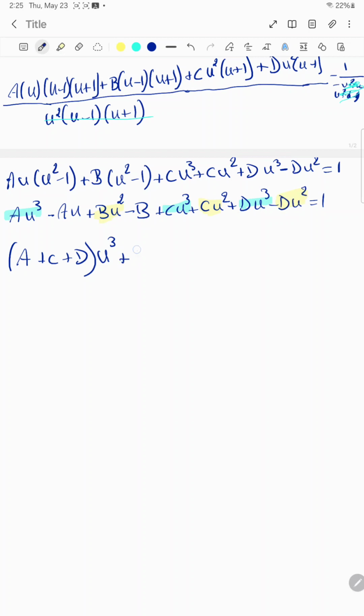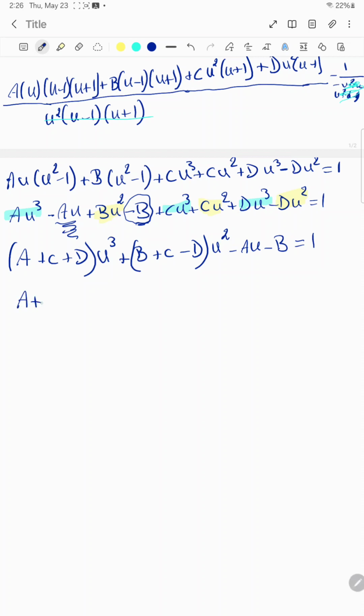So plus b plus c minus d, all that to the power u2. And then I only have minus a to the power of u, and I only have minus b here equal to 1. So this is minus b, and this is my minus a to the power of t. Because on the right hand side of the equation I don't have u to the power of 3 and u to the power of 2, neither do I have u to the power of 1. So anything with u to the power of 3, u to the power of 2, and u to the power of 1 on the left hand side would be equal to 0.